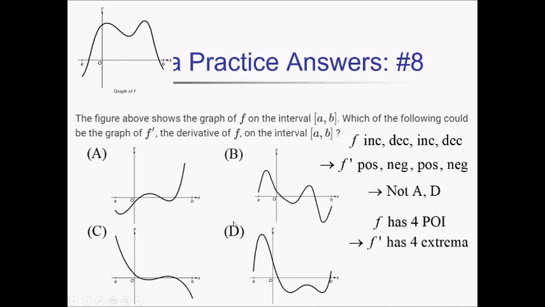So taking a look here, in choice B we've got 1, 2, 3, 4 extrema. In choice C we have 1, 2 extrema. So C has too few extrema, so we can eliminate that one. And then choice B is the only one that's left, so we're going to have to pick that.